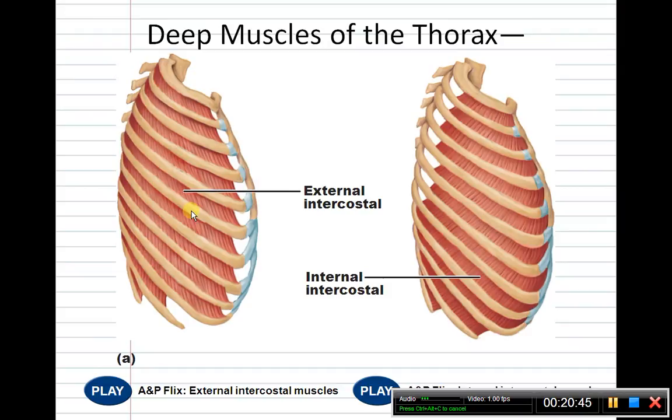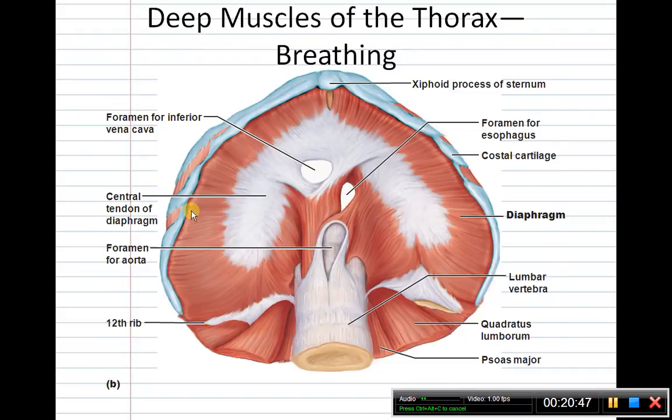The other muscle that's really important, the actual plunger at the bottom, is the diaphragm. I'm not a huge fan of this picture, but you have to imagine you're standing at the feet of a patient. You're looking at their rib cage. You're looking basically from their feet up to the ribs, and you're seeing this diaphragm that goes all the way around, a continuous sheet muscle.